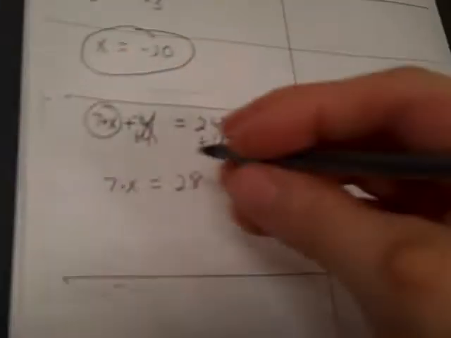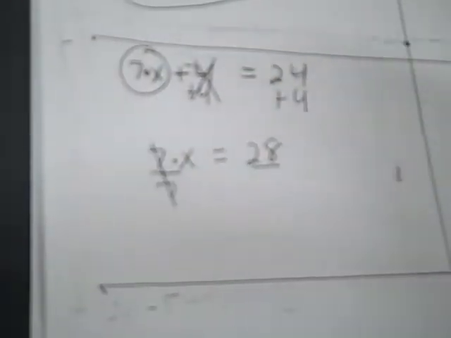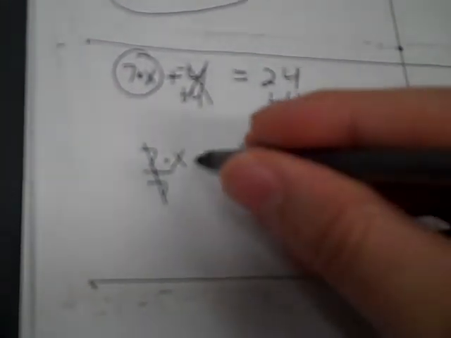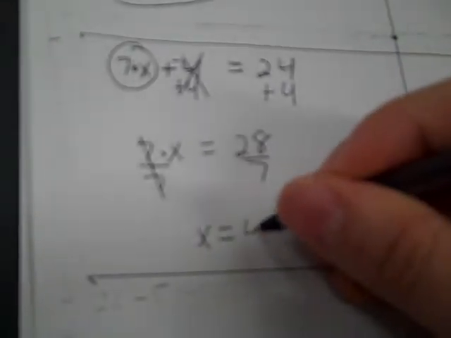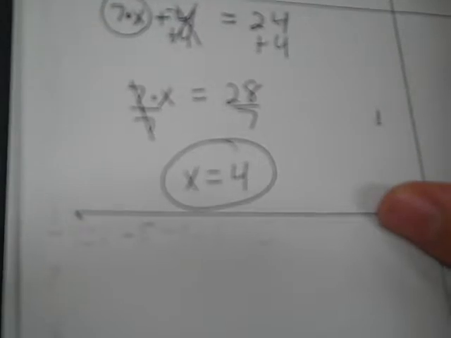And then I divide both sides by the dotted number, the 7, because that's a number I'm trying to unmultiply from the x. So that's x, and the opposite of multiply is to divide. 28 divided by 7 is 4.